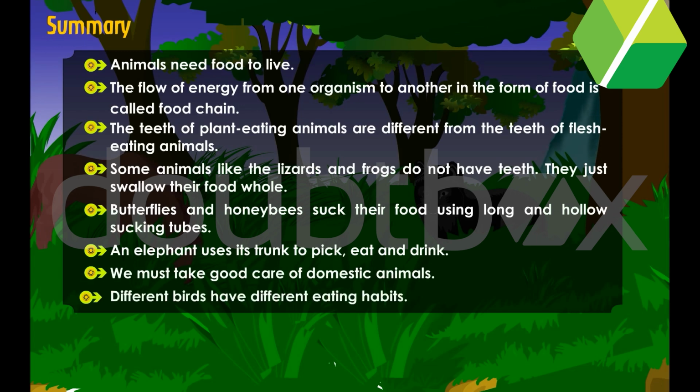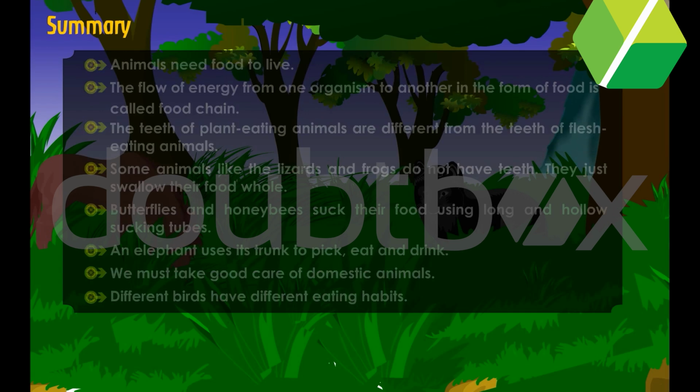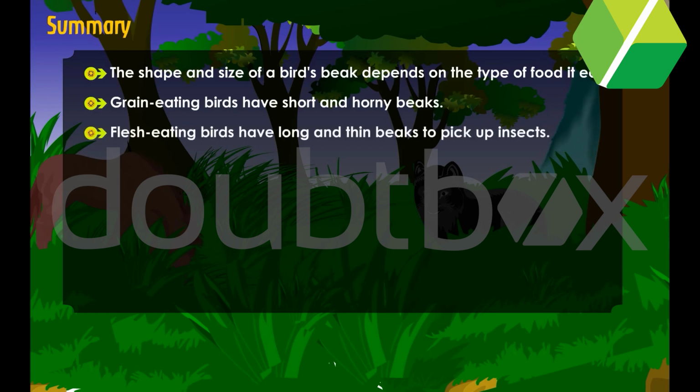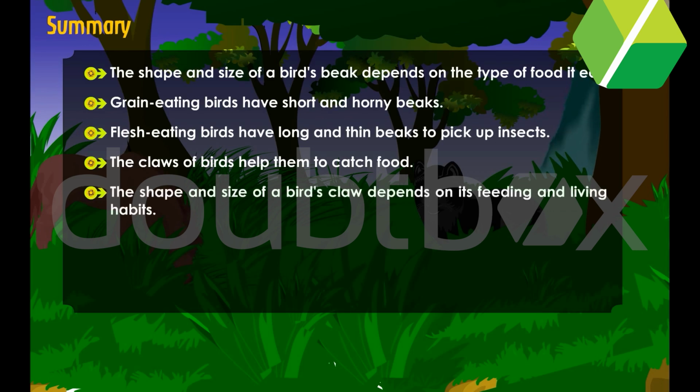Different birds have different eating habits. The shape and size of a bird's beak depends on the type of food it eats. Grain-eating birds have short and horny beaks. Flesh-eating birds have long and thin beaks to pick up insects. The claws of birds help them to catch food. The shape and size of a bird's claw depends on its feeding and living habits.